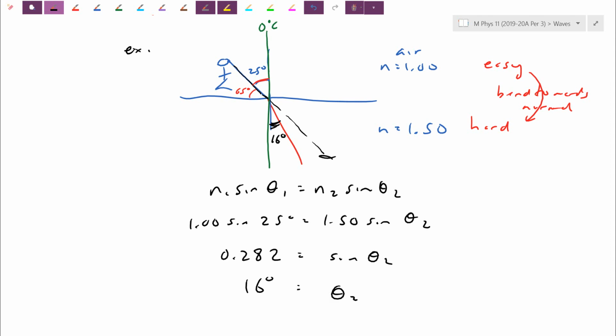We will not get any critical angle in this case, going from easy to hard, because you can bend as close to the normal as you want.